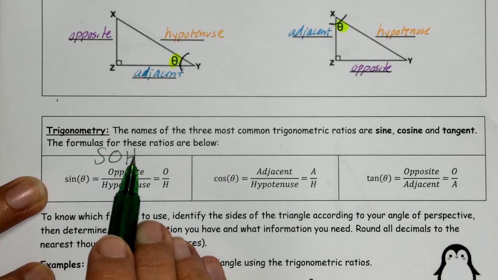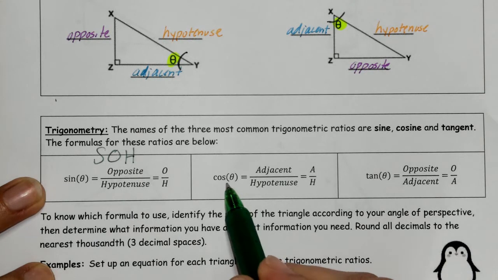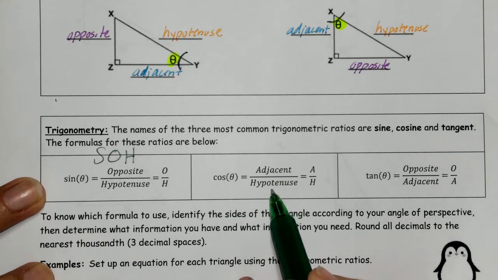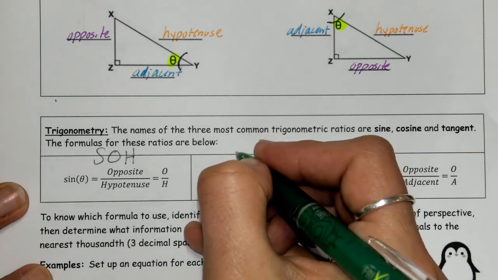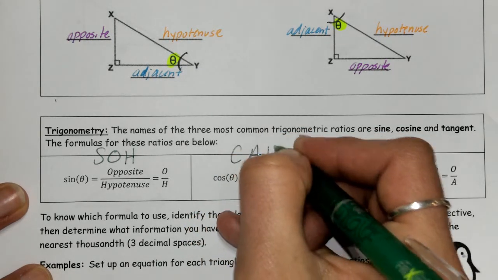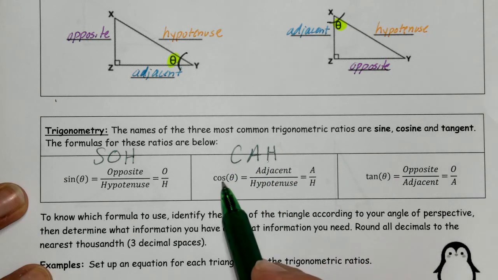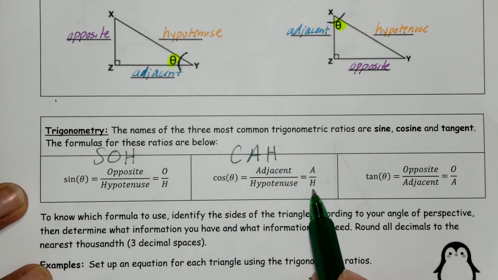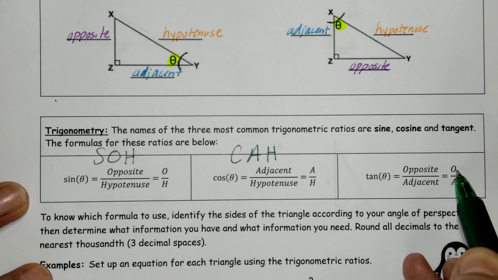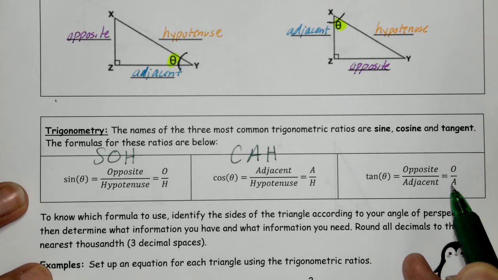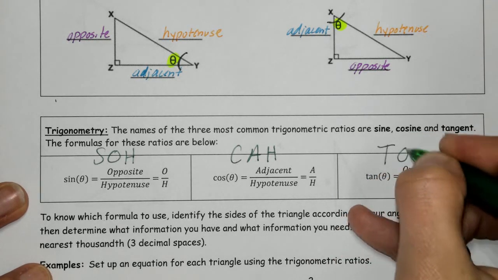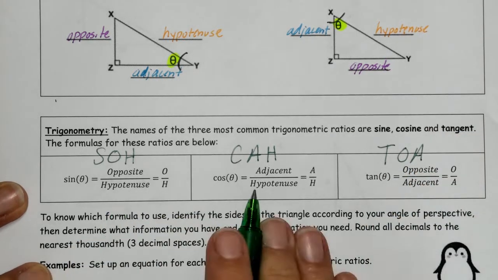And we'll write this on the next page. Your cosine is adjacent over hypotenuse. So here, this is where the CAH in Sohcahtoa comes in. C-A-H: cosine is adjacent over hypotenuse. And your tangent does not involve your hypotenuse. It's your opposite over adjacent. So there's TOA. So you have Sohcahtoa.